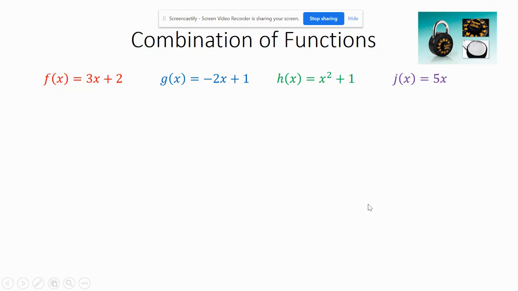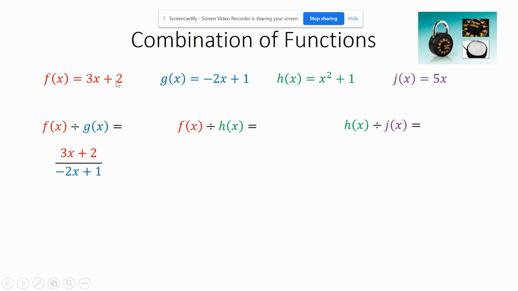Combination of functions, division. What I like about these are actually easier except for one little minor legal thing. I'll talk about that at the end here. So first off, if I have the f of x function divided by the g of x, there's my answer. It's just simply that divided by that. However, you have to make sure the denominator is not equal to 0. So you have to call what I call the legal disclaimer.